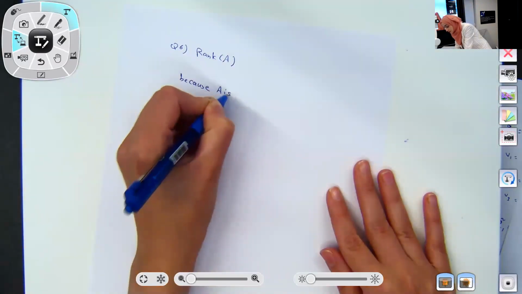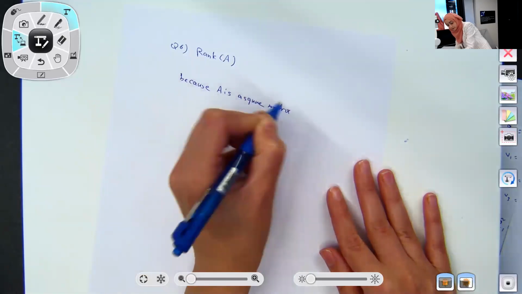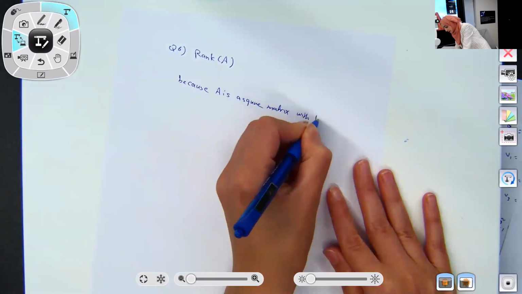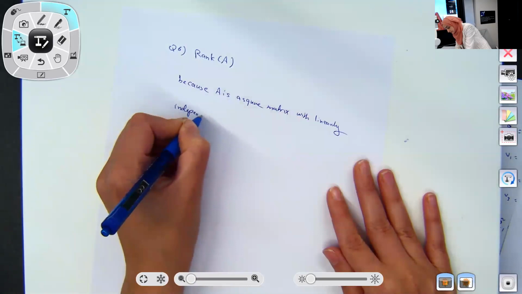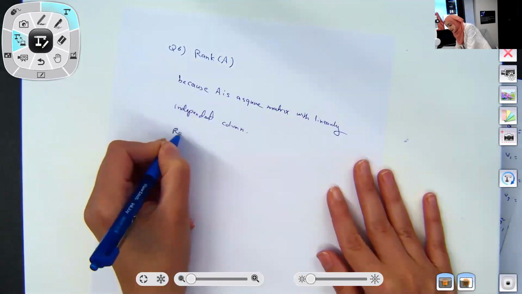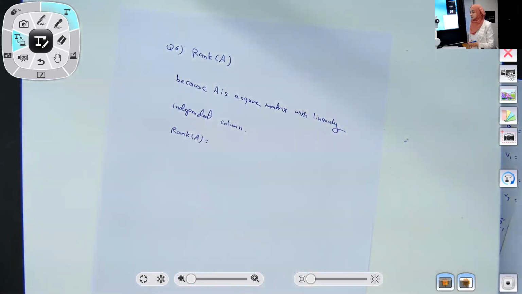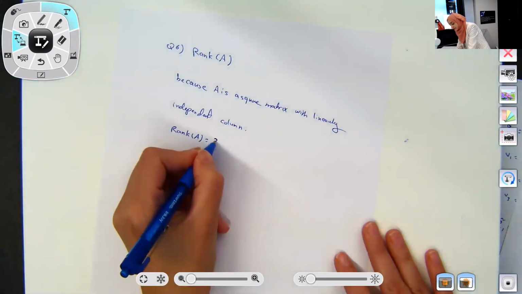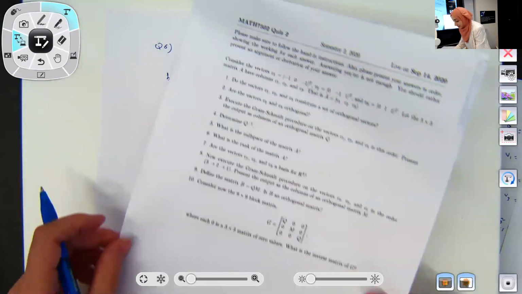Because A is a square matrix with linearly independent columns, the rank of this matrix equals the number of linearly independent columns, and here we have just 3, so the rank equals 3. So the answer here is 3. Okay. If you calculate the matrix Q correctly, you will get the answer correctly.